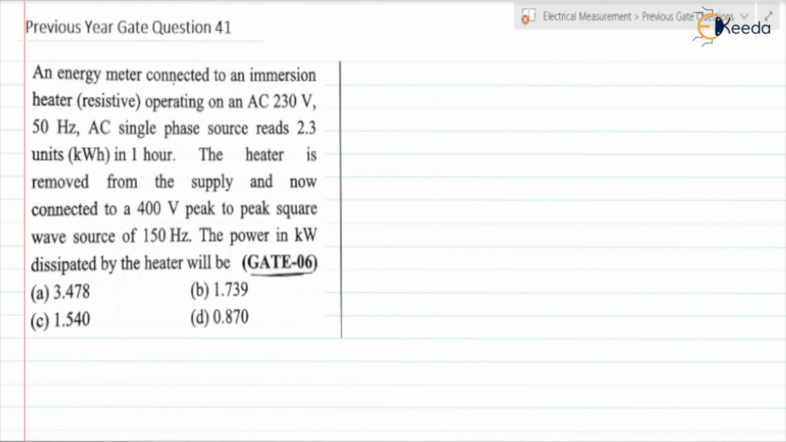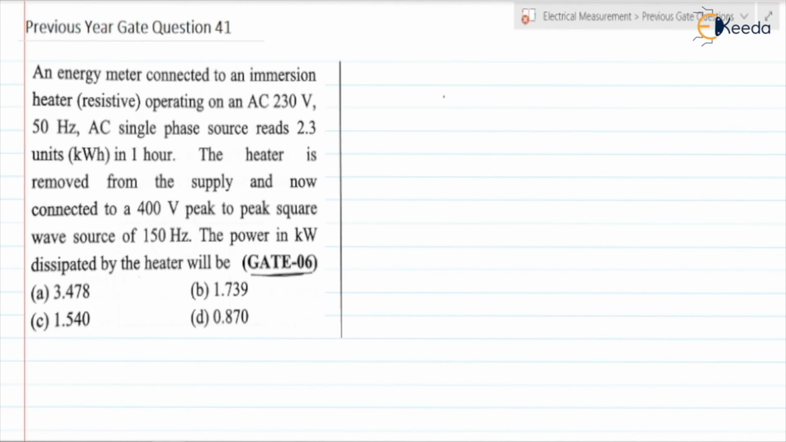An energy meter connected to an immersion heater, a resistive heater we are having, operating on an AC 230 volt 50 Hz single phase source, reached 2.3 units, that is a kilowatt hour, in 1 hour. The heater is removed from the supply and now connected to a 400 volt peak to peak square wave of 150 Hz. The power in kilowatt dissipated by the heater will be, right? And they have given the four options.